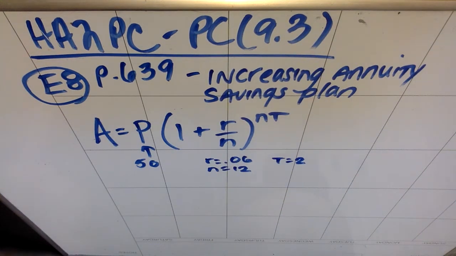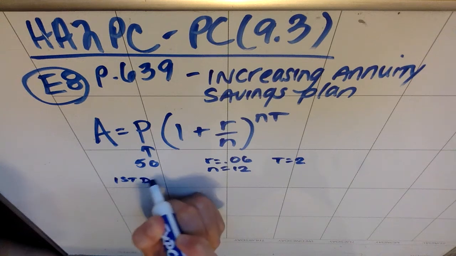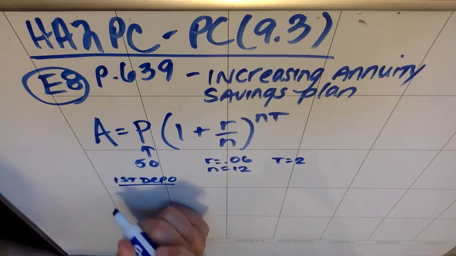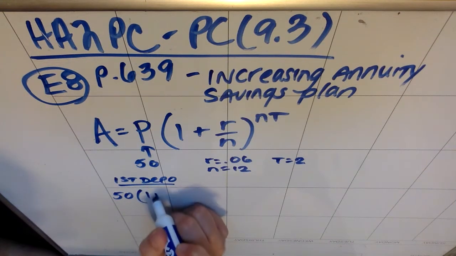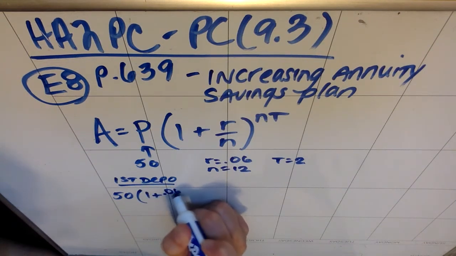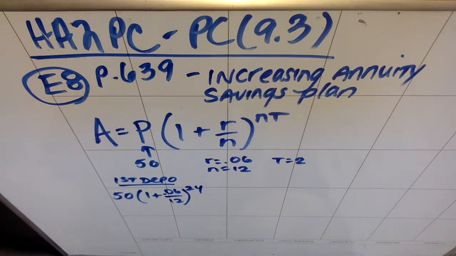So let's walk through what this looks like if we were to write out these terms. The very first deposit I'm going to make is going to, over the course of the 24 months, become 50 times (1 + 0.06/12) to the 24, because it's going to compound interest for the entirety of those 24 months.